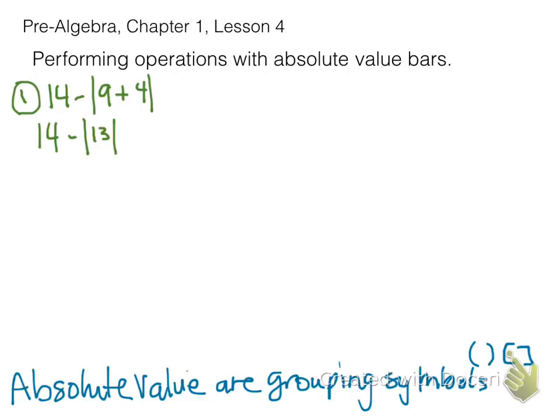Okay, let's move on. So the first thing we're going to do is simplify inside the absolute value. 9 plus 4 is 13. Well, what's the absolute value of 13? The absolute value of 13 is 13. So now I just have 14 minus 13 is 1. There we go. That's it.